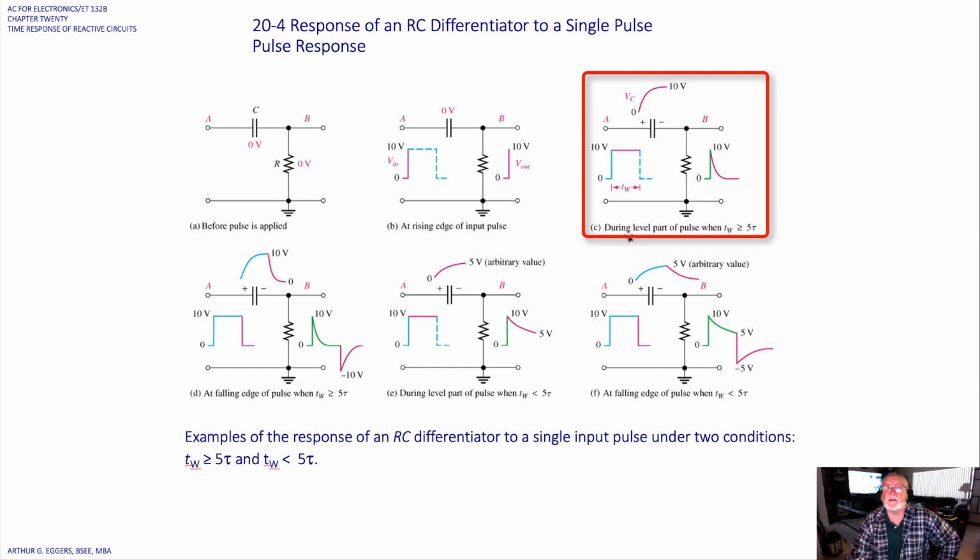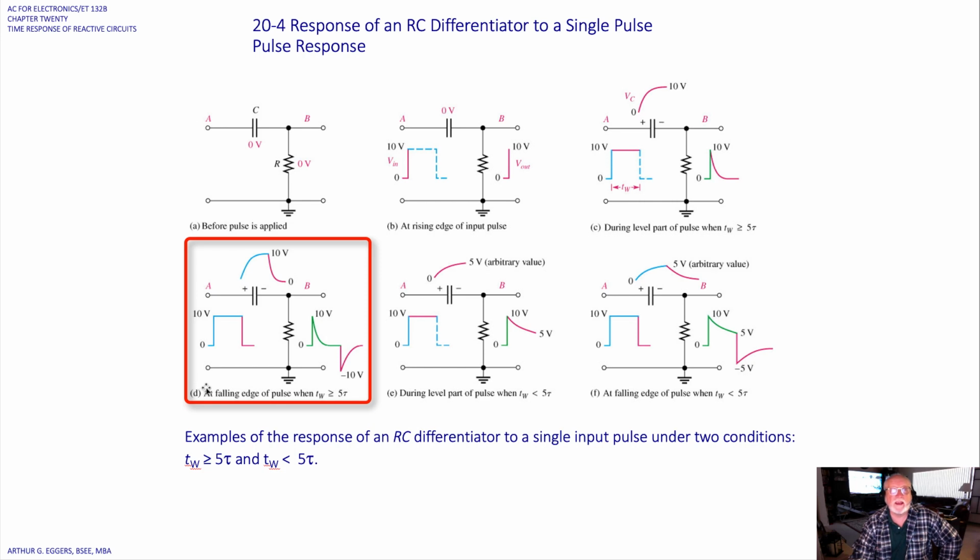At this point we have that transition between minimum and maximum occurring. Now in C, during the level part of the pulse, when the pulse width is greater than or equal to 5 time constants, we can see the capacitor doing its normal exponential charge, moving toward 10 volts. Recall that we have to have at least 5 time constants in order for the capacitor to achieve its maximum charge from the source. So at that point, you can see what happens at the output. The output then goes from its maximum transitioning to its minimum.